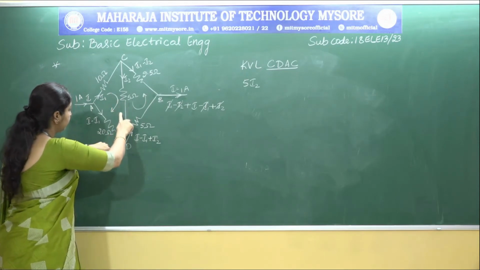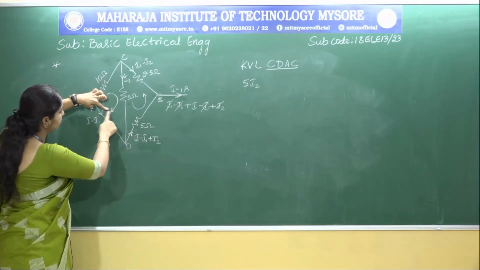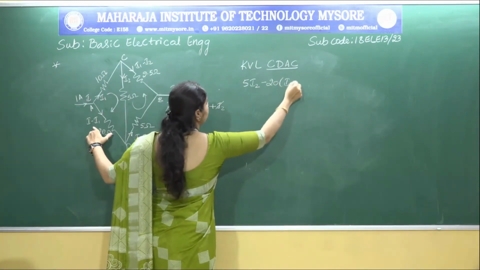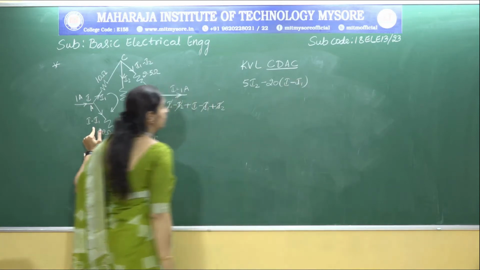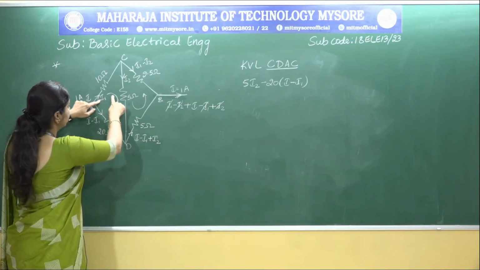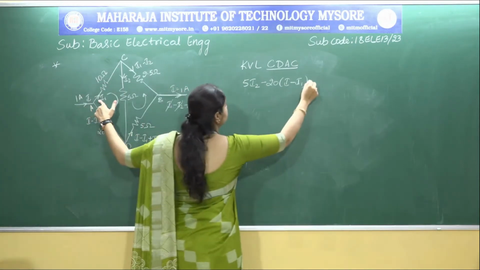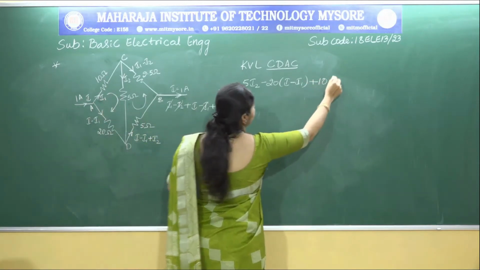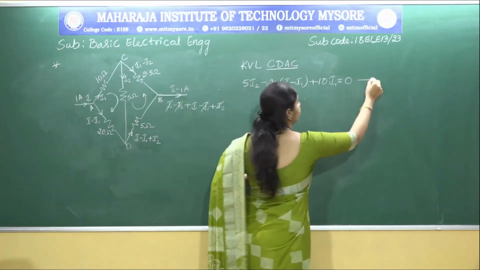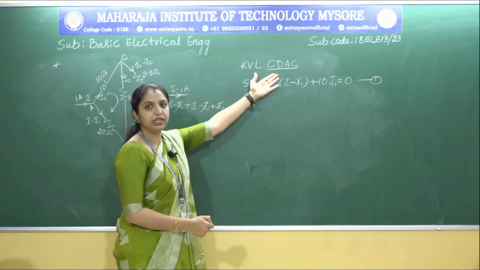Now look at the direction of the current and the direction in which we move: both are opposite. Then we should take minus 20 into I minus I1, that is 20 ohm into I minus I1. Next, the direction of this current is the same as I1, so plus 10 into I1 is equal to 0. Let us call this expression 1. Here we have applied KVL to the loop CDAC.